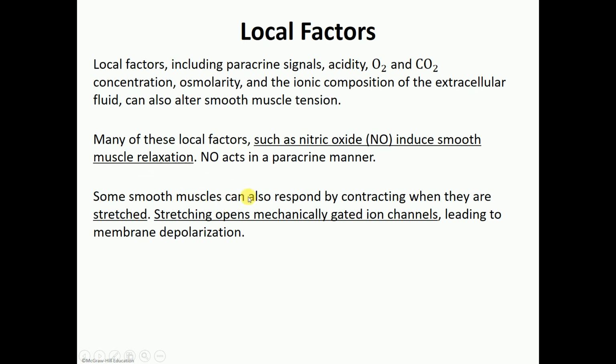Smooth muscles can also respond to stretch. So they're kind of like rubber bands. If you stretch them, they will contract. Stretching opens up mechanically gated ion channels, and that can lead to an action potential.